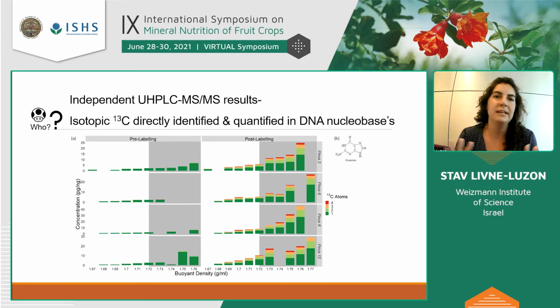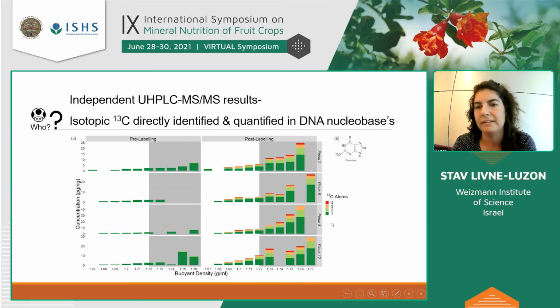So for that, we used an independent method called UHPLC-MSMS. And I won't get into the results, but what you see here is an example of a graph. Before labeling, you can see that we have only a little bit of C13, and most of it is in the heavier fraction. While after labeling, we see a lot more C13 atoms in the nucleobase, and all of them are drifting into the heavier fraction. So that kind of verifies the fact that these species that we found that incorporated C13 indeed incorporated C13 and did not just drift to the heavier fractions.